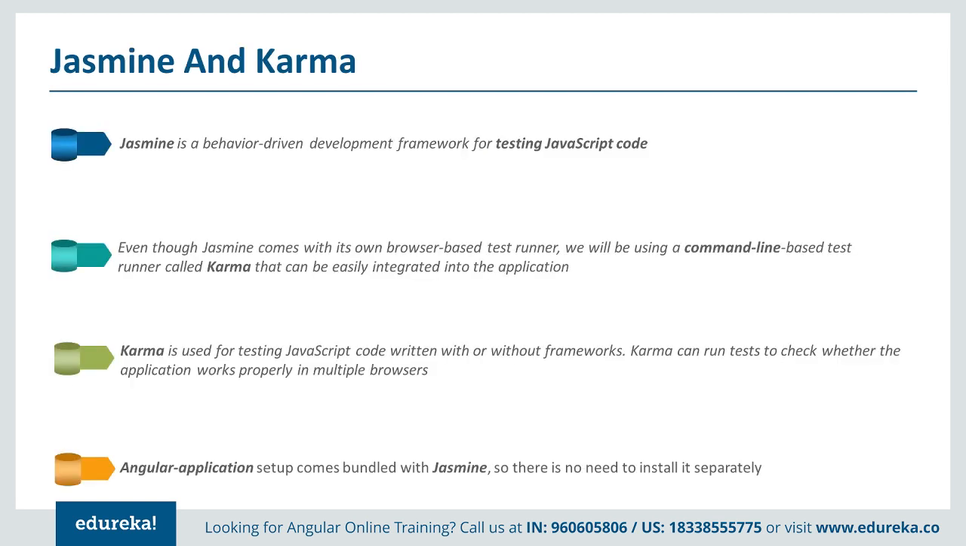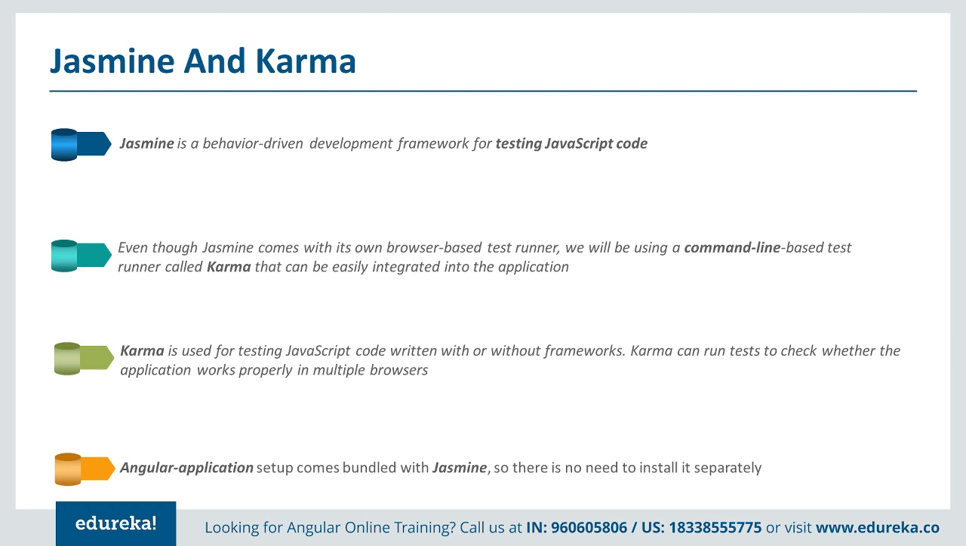Jasmine and Karma. Jasmine is a behavior-driven development framework for testing JavaScript code. Jasmine can be used for JavaScript code, and Mocha can also be used for JavaScript code. Even though Jasmine comes with its own browser-based test runner, we will be using a command-line-based test runner called Karma that can be easily integrated into the application. What is Karma? Karma is a task runner, like Maven. Jasmine is a behavior-driven framework. Just understand, if you want to test JavaScript code, you need a framework, and that comes with Jasmine.